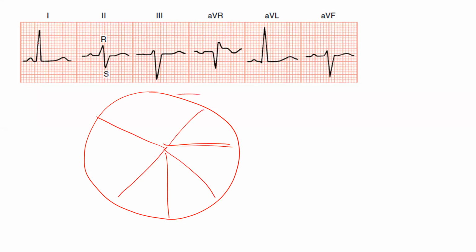So one is positive, that's going like this. Two is biphasic, so it is either going like this or like this. And three is negative, so it is going like this. So AVR is negative here, which means it is going like this. AVL is positive, so this is like this. AVF is again negative, so something like this. So the direction is approximately here.